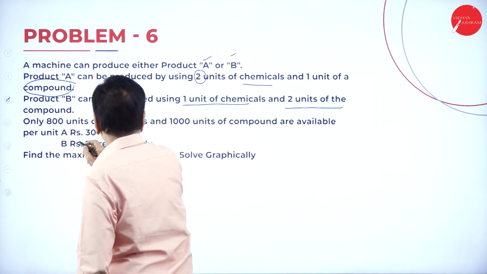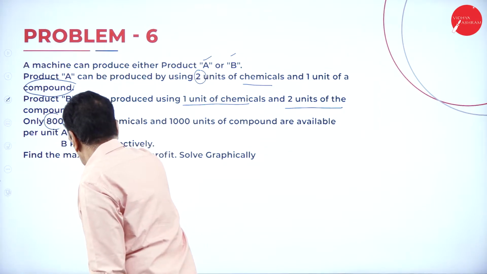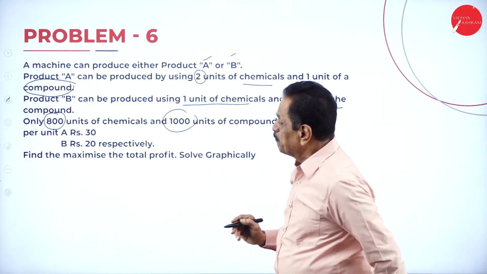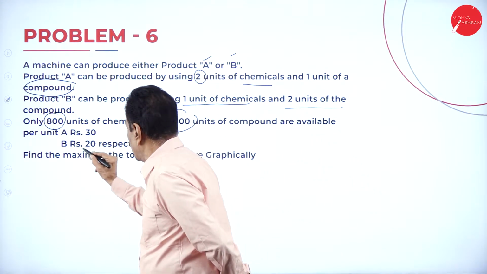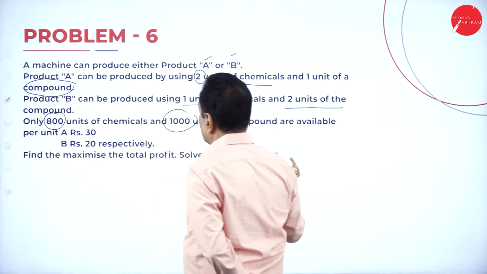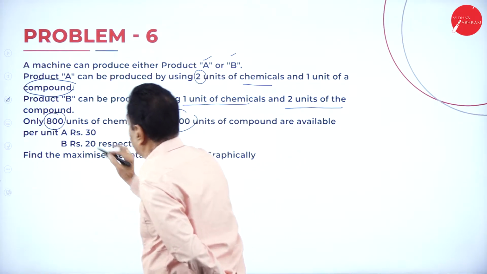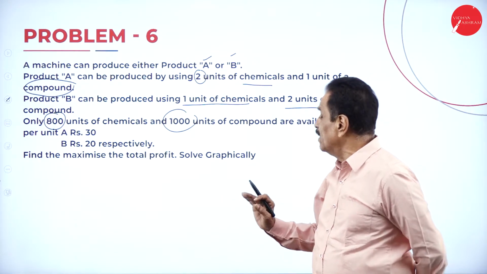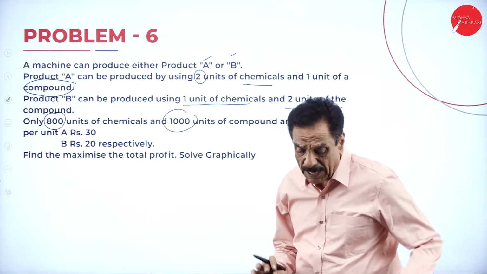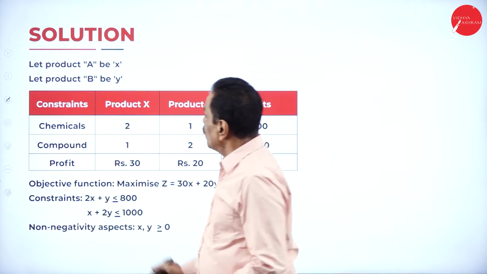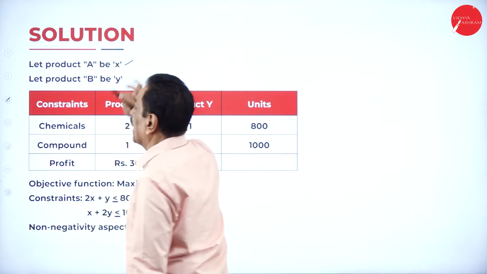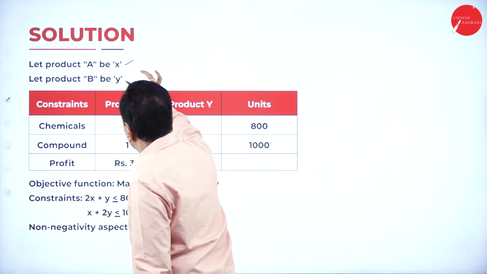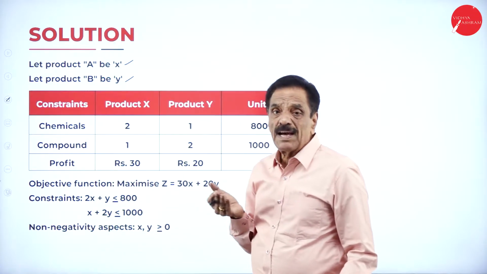Only 800 units of chemicals, this is the total units, and 1000 units of compounds are available. Per unit profit, A is rupees 30, B is 20 respectively. So this is the maximization of profit: A is 30, B is 20. Find the maximum total profit, solve graphically. We'll move on. So let product A be X, and product B as Y.